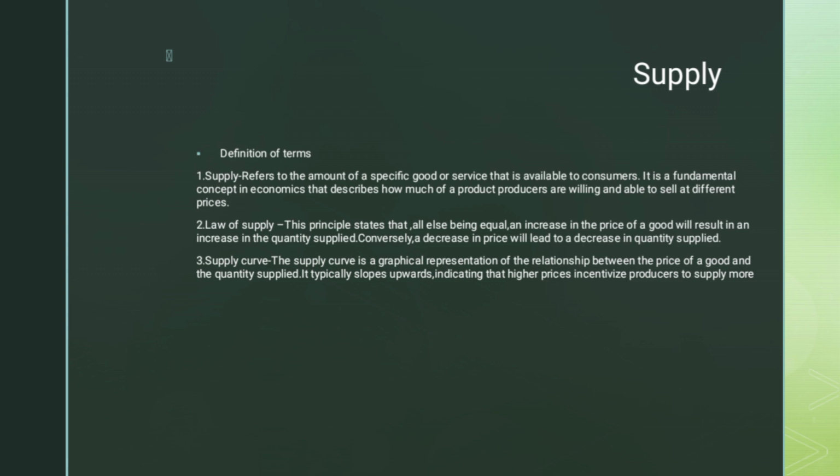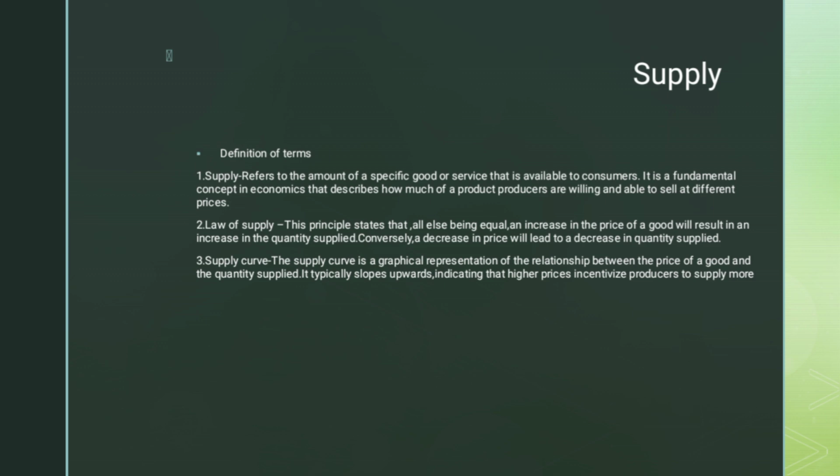Lastly, we are going to look at the supply curve under the definition of terms. It is a graphical representation of the relationship between the price of a good and the quantity supplied. It typically slopes upwards, indicating that higher prices incentivize producers to supply more.